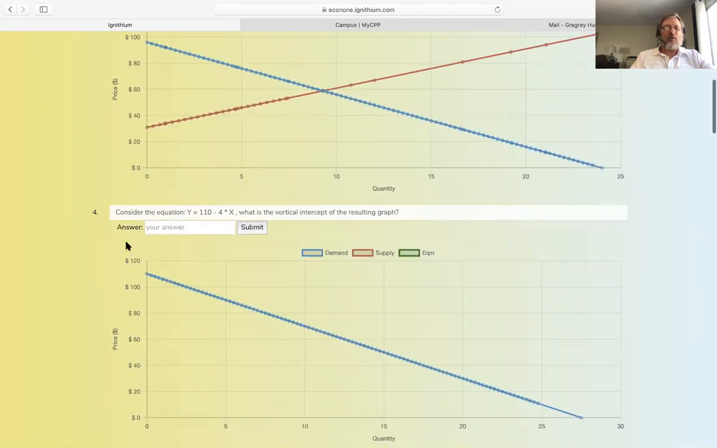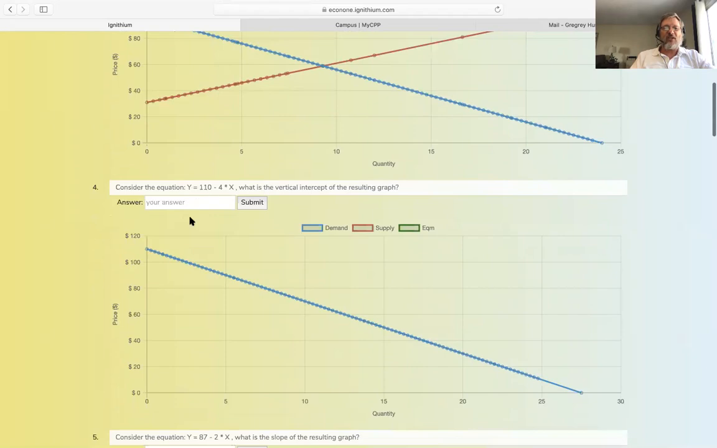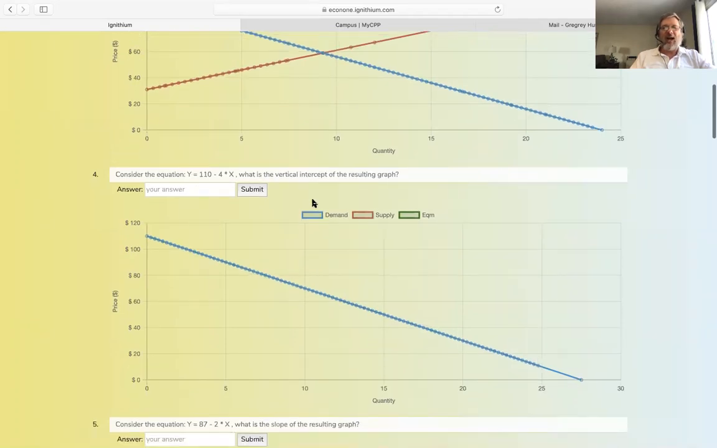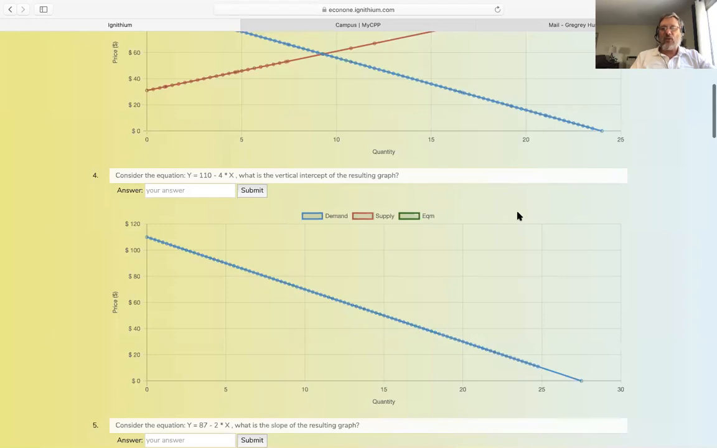Anyway, we'll move on to the next question. Consider this equation. Again, what's the vertical intercept of the resulting graph? Does anyone want to volunteer for this one? This one's maybe a little bit easier even still. I volunteer. Who is it? Dawn. Okay. If you're going to volunteer, just type in the chat so then I can see your name.